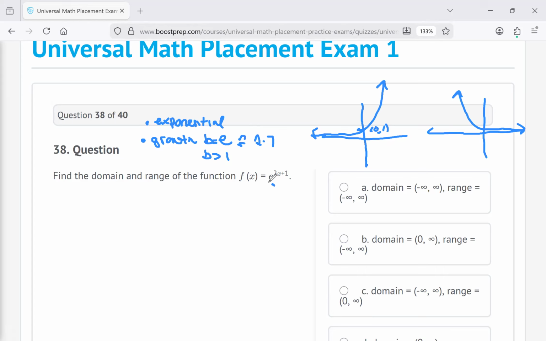And what else do I know about this graph? That this 2x plus 1 has a horizontal shift. So you set 2x plus 1 to 0. Subtract 1, then divide by 2. So you have a horizontal shift of -1/2. Basically, you're shifting this graph 1/2 to the left. So that doesn't really change it. By the way, the domain of an exponential, doesn't matter if it's a growth or decay, is all real numbers unless you have a vertical shift.